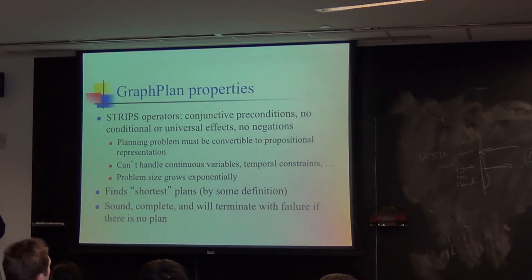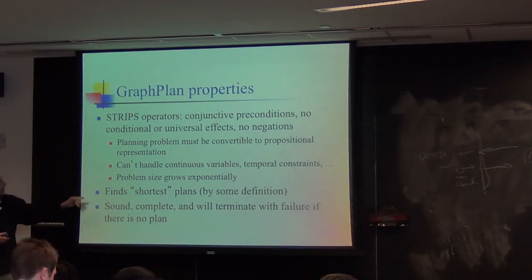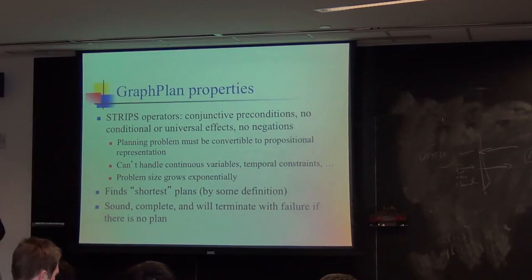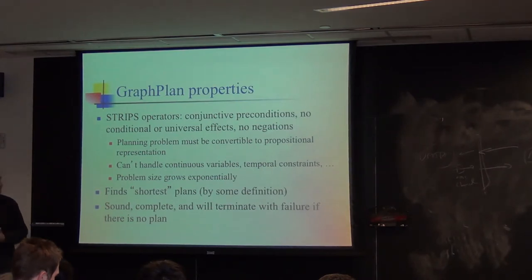All right, so what are some of the properties of a graph plan? First of all, the STRIPS operators, we can still use that. The conjunctive preconditions, no conditional or universal effects, no negations. The planning problem must be convertible to propositional representation. We've seen this before in our previous examples. Can't handle continuous variables or temporal constraints, very much the same as before. Problem size can grow exponentially. It's going to find the shortest plans by some definition. Shortest is typically defined as the number of actions applied, right? And it's sound and complete and will terminate with failure if there is no plan.